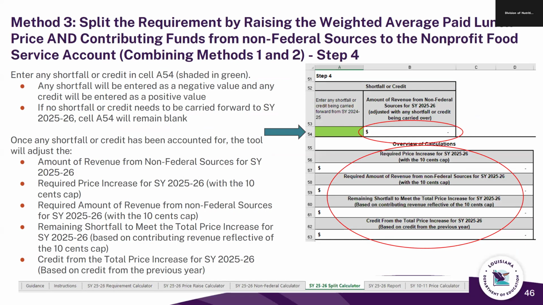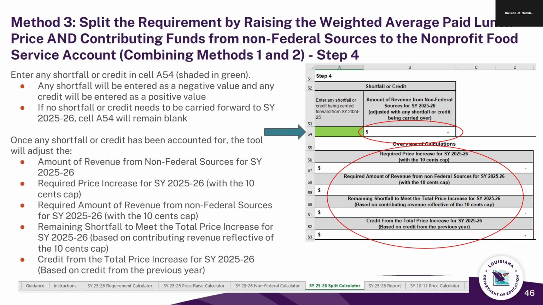So method 3, step 4, at this point, you will enter any shortfall or credit into cell A54, which is shaded in green on the screen. Any shortfall again will be entered in as a negative value, and any credit will be entered in as a positive value. And if there is no shortfall or credit that needs to be carried forward, then A54 will remain blank.